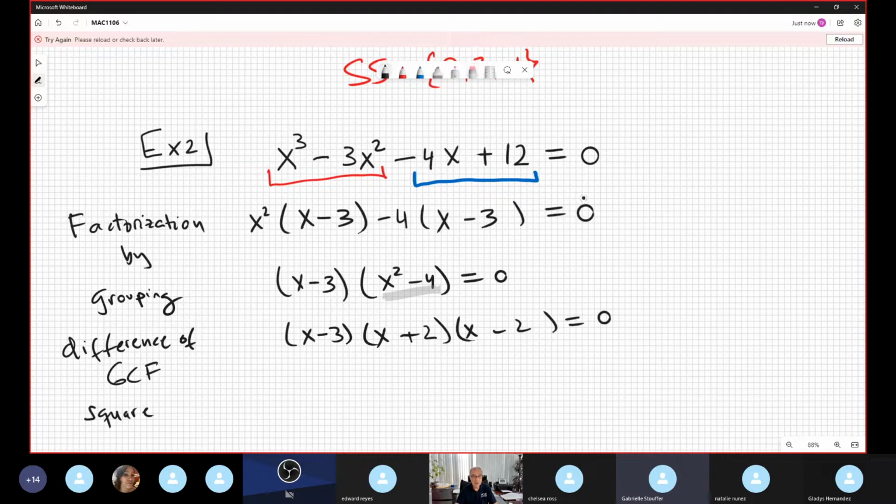Now, you know, we don't need to write anything. x equals 3. It's completely the opposite sign. See, in the factorization you see negative, and in the solution you see positive. This is negative 2, and this is positive 2. Now, the solution set for this polynomial equation is 3, negative 2, positive 2. End of the story.